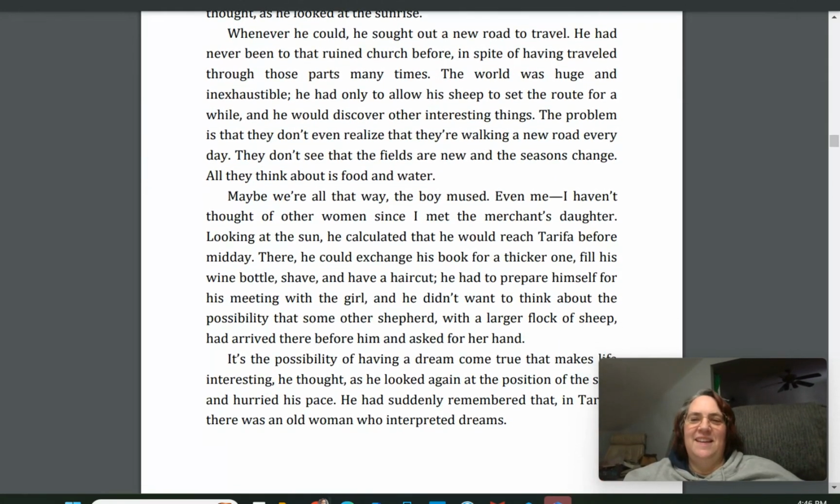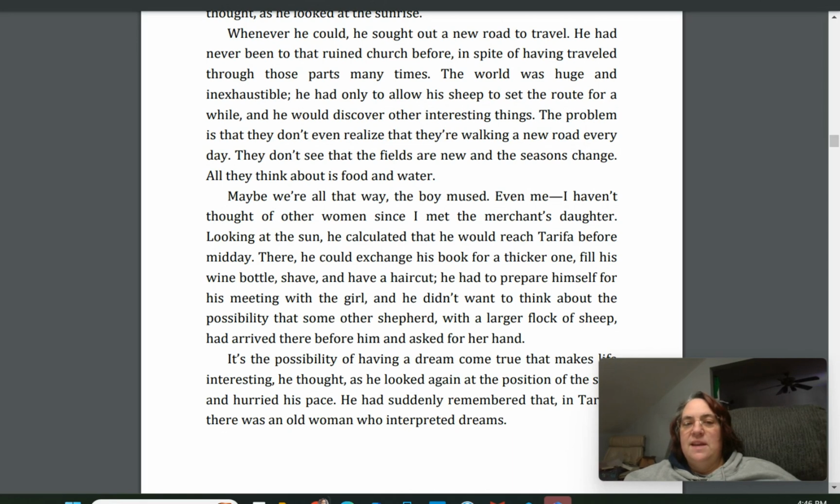Whenever he could, he sought out a new road to travel. He had never been to that ruined church before, in spite of having traveled through those parts many times. The world was huge and inexhaustible. He had only to allow his sheep to set the route for a while, and he discovered other interesting things.